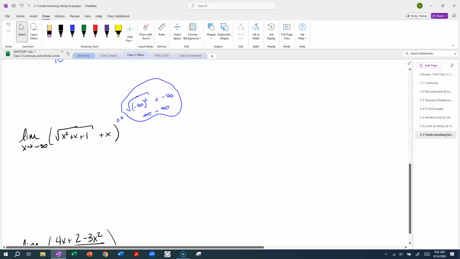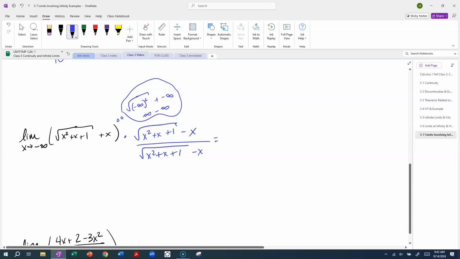The best way I can suggest is with algebra, and since it has a square root in it, multiply by the conjugate. So we multiply by the square root of x squared plus x plus 1, and then minus x, to numerator and denominator. Square root of x squared plus x plus 1, all minus x.